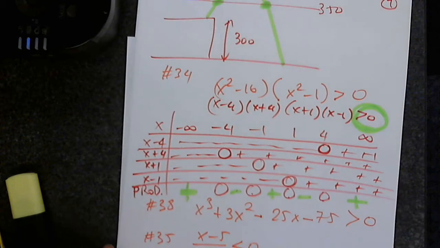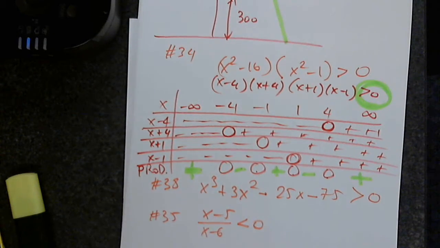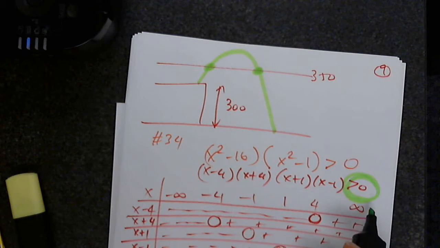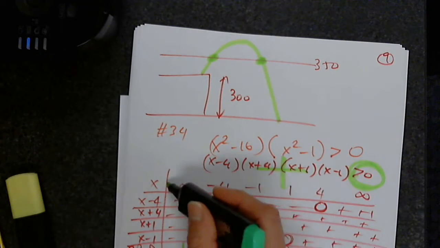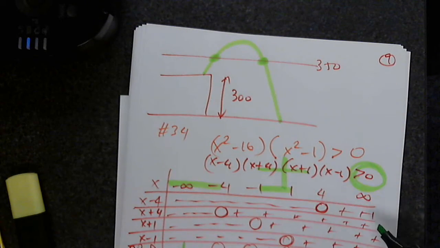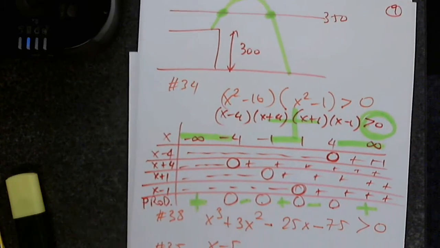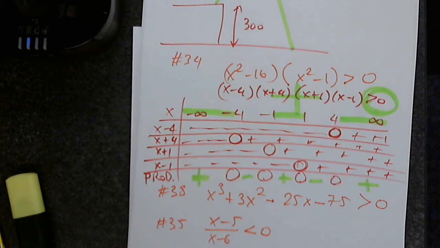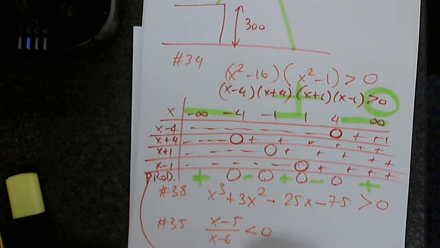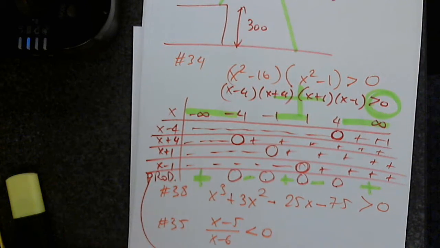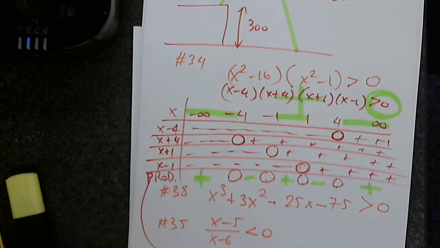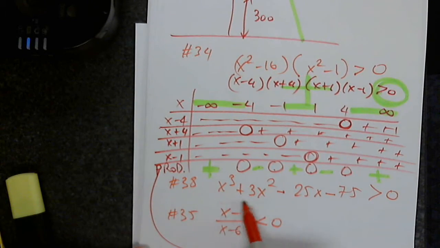It's greater than 0. So I want this and this. Very good. So the solution will be negative infinity to negative 4, indeed, union negative 1 to 1, very good, and union 4 to positive infinity. Very good. So let's work on this one now.